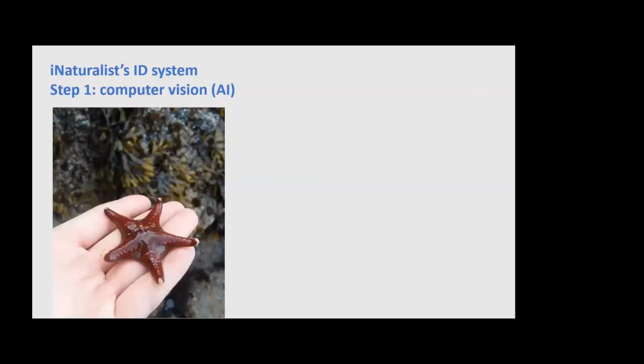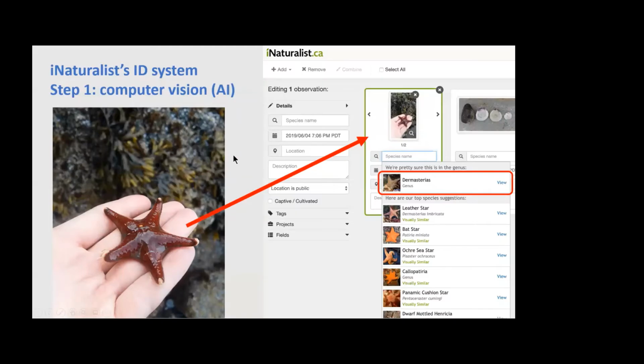So I've mentioned iNat's ID system a couple times now. It's a two-step process. When you're out in the field using the app and looking for ID suggestions, you'll be relying on the first step, the computer vision AI system that's based on iNat's database of images for different species. Here I've uploaded an image of a leather star, and iNat's system provided suggestions.